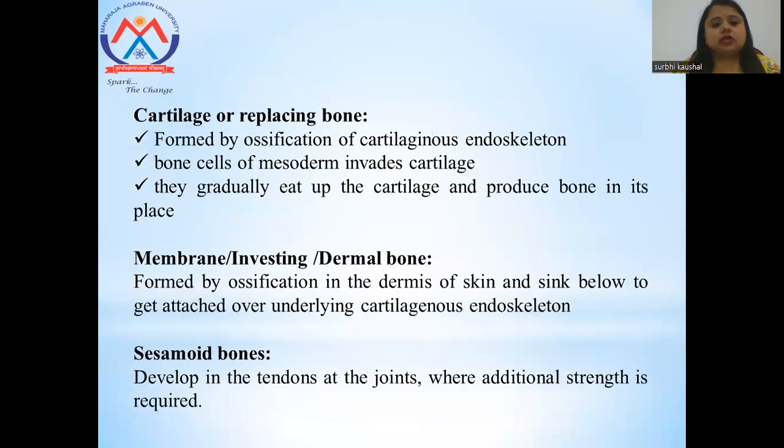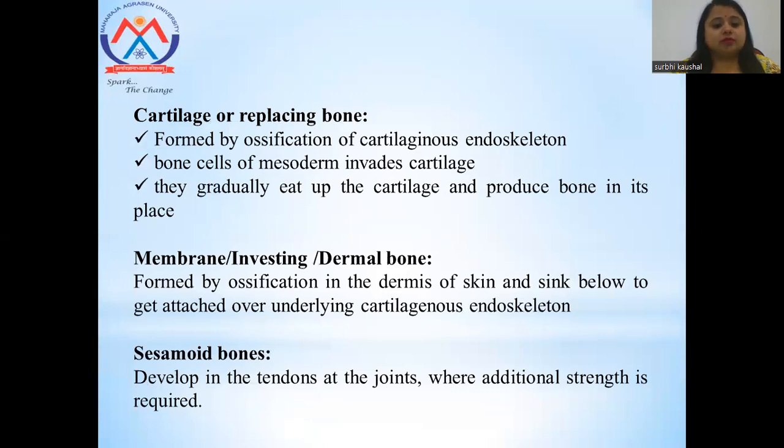Now, there are three types of bones: cartilage or replacing bone, membrane or investing or dermal bone, and last are the sesamoid bones. Talking first about the cartilage or replacing bones, these are formed by the ossification of cartilaginous endoskeleton. The bone cells of the mesoderm layer invade our cartilage. They gradually eat up the cartilage and produce a bone in its place.